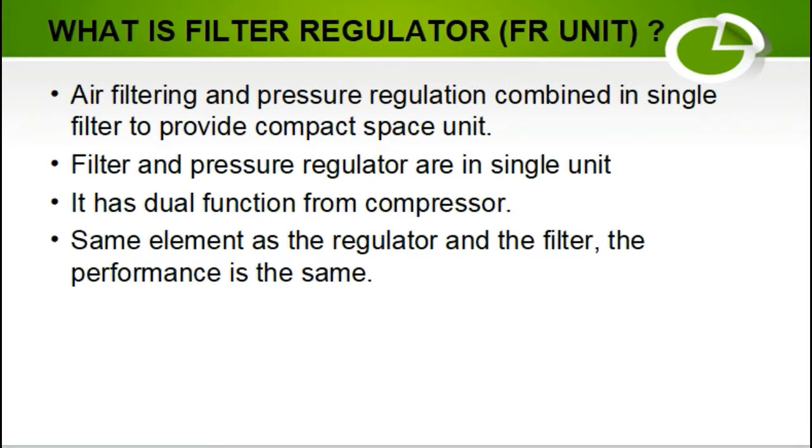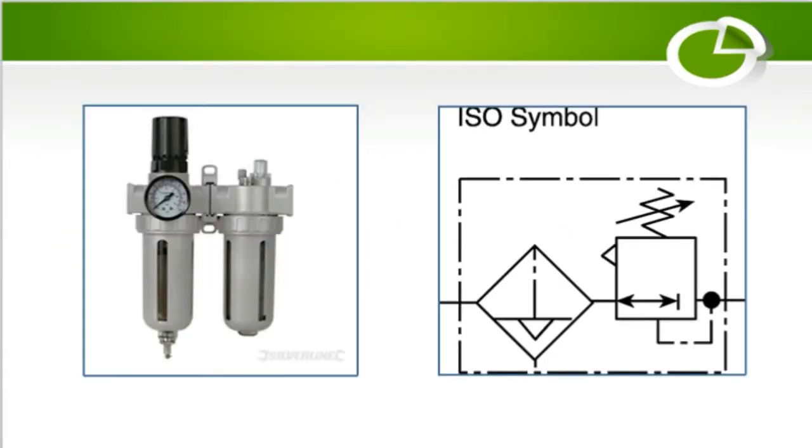Air filtering and pressure regulation combine in a single filter to provide a compact space unit. Filter and pressure regulator are in single unit. It has dual function from compressor. Same element as the regulator and the filter. The performance is the same. Okay, this is the diagram of FR unit and the symbol of FR unit.